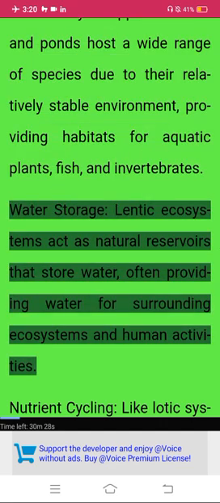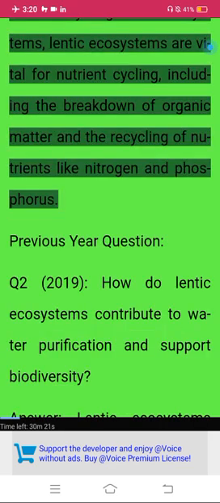Water storage. Lentic ecosystems act as natural reservoirs that store water, often providing water for surrounding ecosystems and human activities. Nutrient cycling. Like lotic systems, lentic ecosystems are vital for nutrient cycling, including the breakdown of organic matter and the recycling of nutrients like nitrogen and phosphorus.